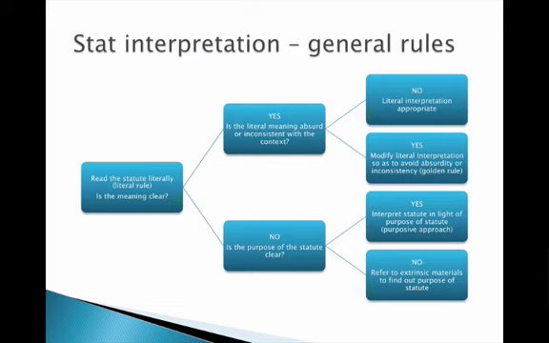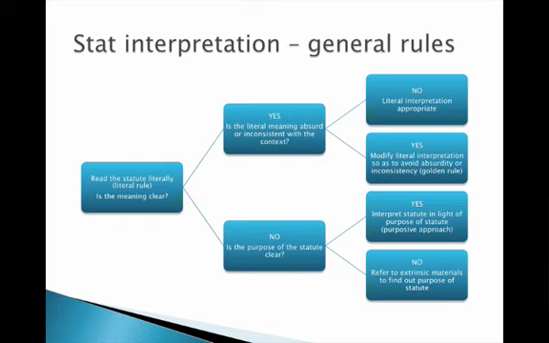So, if there's a clear literal meaning, we ask, is that literal meaning absurd or inconsistent? If it's not, if the literal meaning isn't absurd, then we use the literal interpretation. If it is absurd or inconsistent, then we can modify the literal interpretation with the golden rule, and that way we avoid that absurdity.